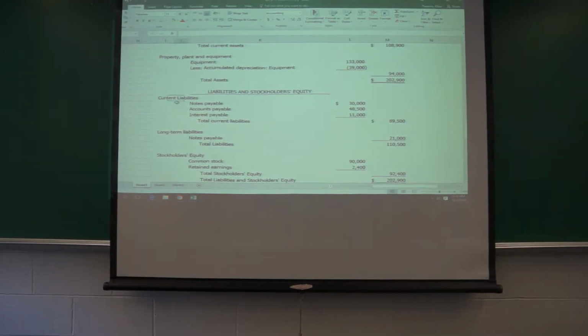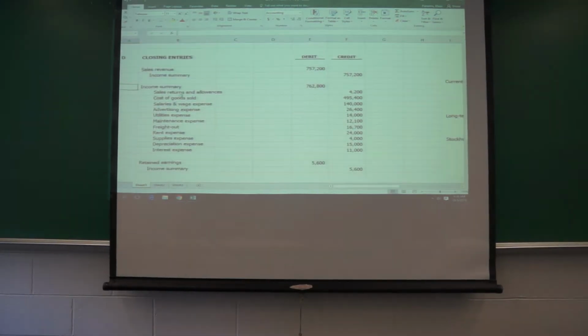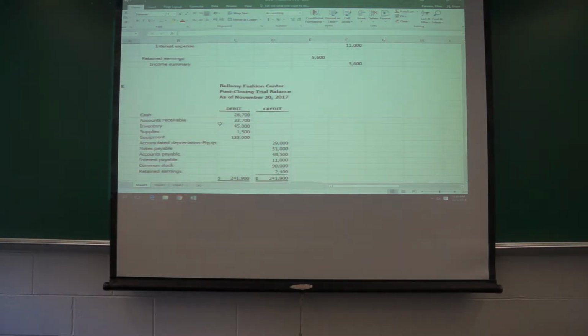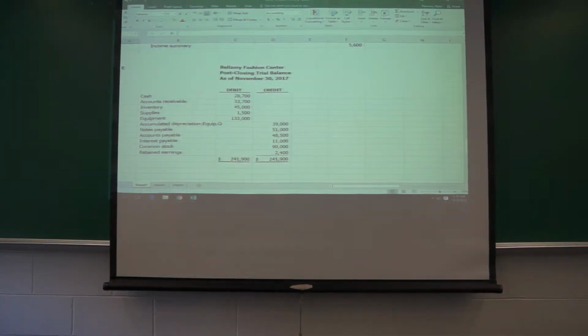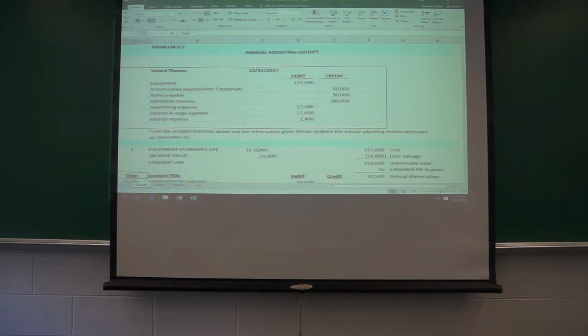Okay. Closing entries, after you do the financial statements, you should be able to do these. There were no dividends, so you're just remembering to close them all. And then your post-closing trial balance. Okay, hopefully, if you do have questions or need more explanation on that, do let me know. Okay, the other one you had was problem 3.5. Let's take a quick look at 3.5.